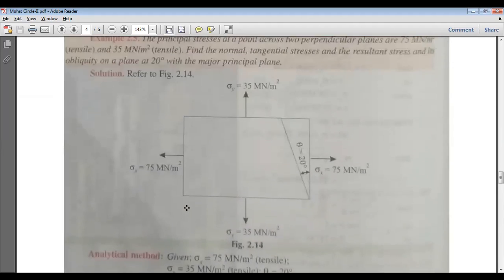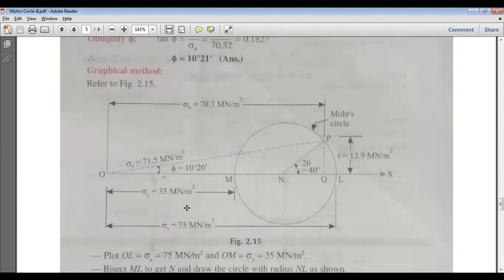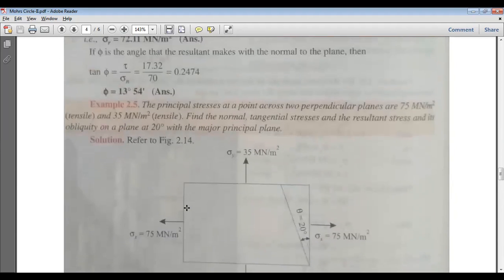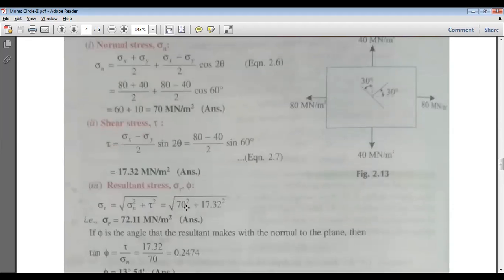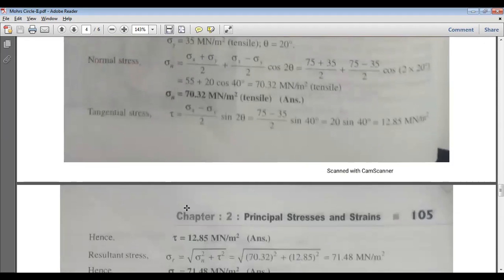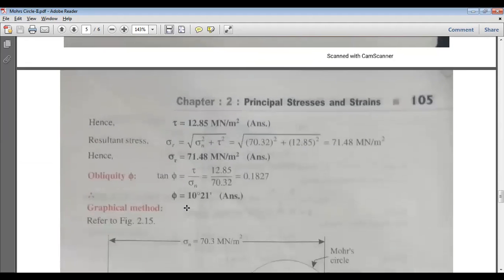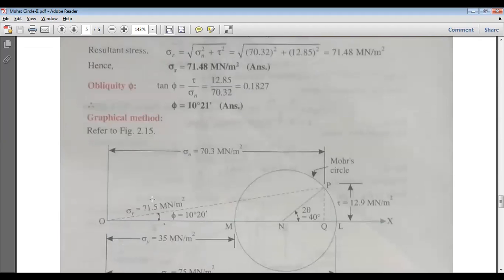This way we have solved this problem analytically as well as through the Mohr circle. So this is the Mohr circle that we have to find. In the last problem, while we were discussing the construction of the Mohr circle, I told you that we have to take sigma x and sigma y both in the positive x direction. If sigma x and sigma y are both given as tensile, you have to take them as tensile. You can see sigma y is this and sigma x is this.